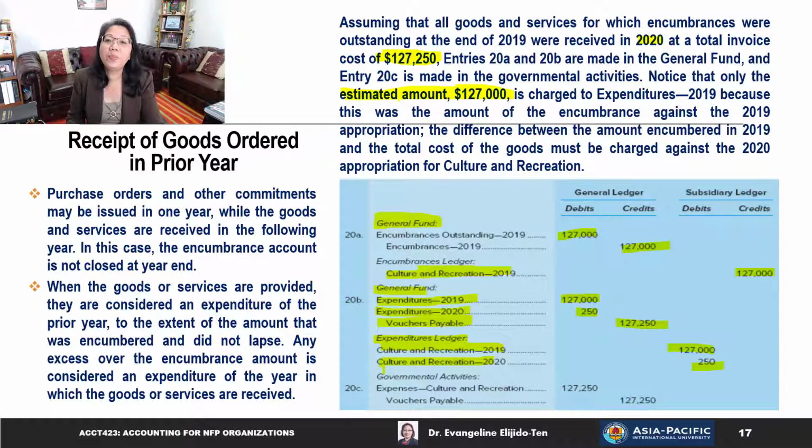All right. Now in the governmental activities, we will be debiting expenses, culture and recreation for $127,250 and vouchers payable will be credited for $127,250. All right. We will pause here for a while. I know this has been quite tedious, so have a break and come back for PLV 3B in a short while.